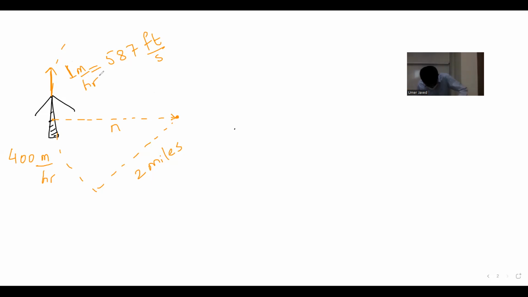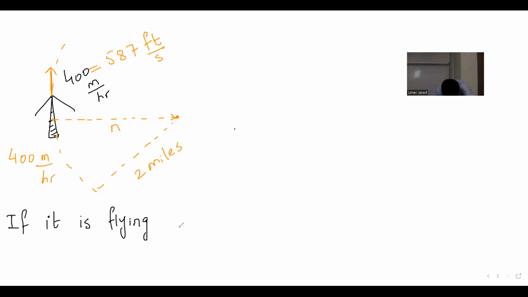Okay. Now the question says that if it is flying, no, I'm telling 400 miles per hour is equal to 586.7 feet per second. Yes. Okay, thank you. 1 mile per hour is 1.47 feet per second. Okay. My mistake.